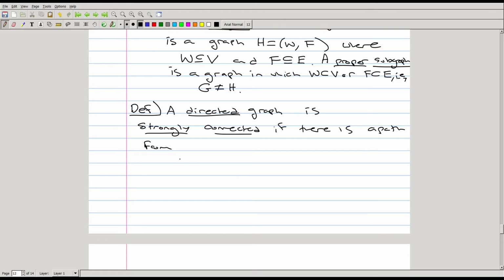And this is a different concept from the definition of weakly connected for a graph. We call it strongly connected because it's a stronger condition that has to be held by a graph in order for it to be strongly connected.